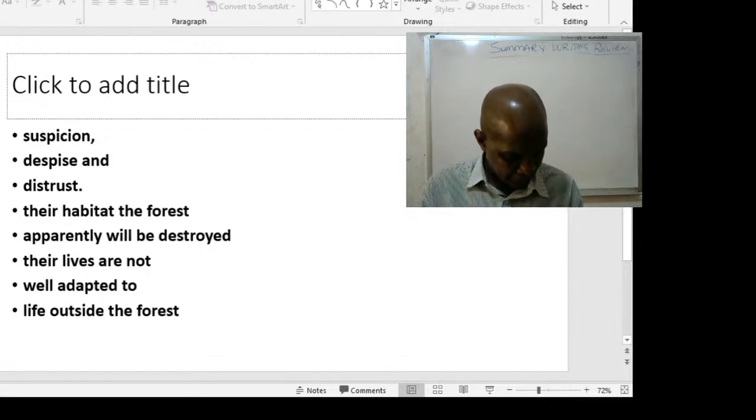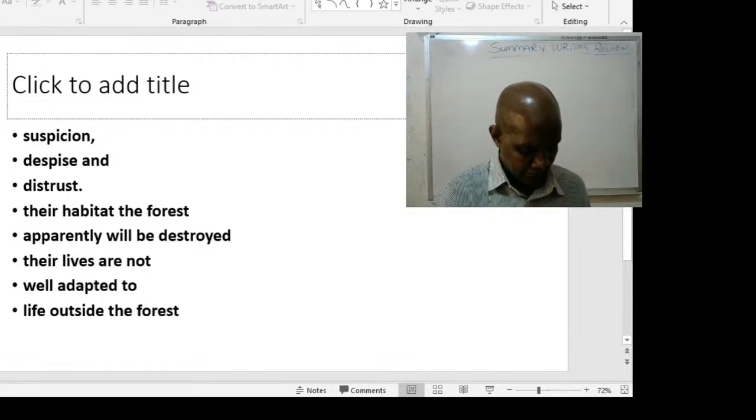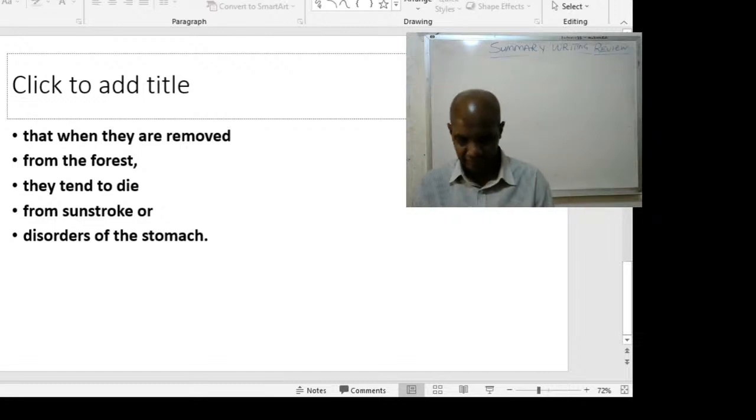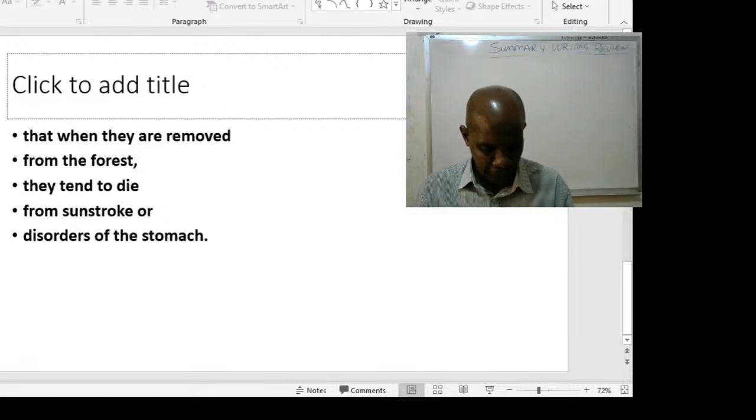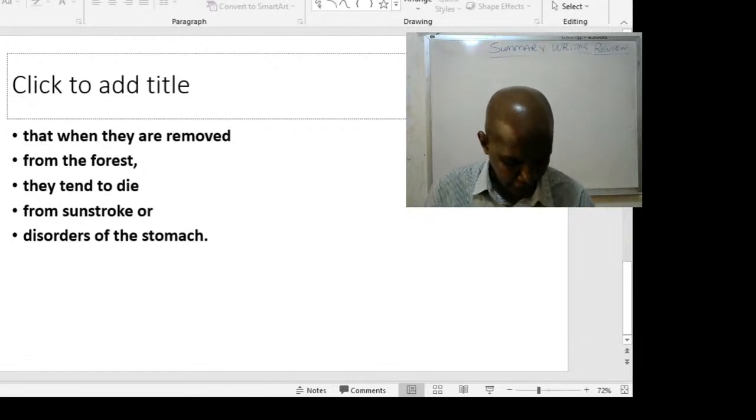I'm ending those slides with the message that when the forest is destroyed, the pygmies are not well adapted to life outside the forest. And when they're outside the forest, on the third slide, we are told that when they're removed from the forest, two things will happen. They will either die from sunstroke, like I explained a bit earlier, or they will die from disorders of the stomach.